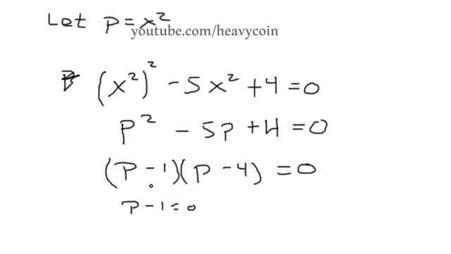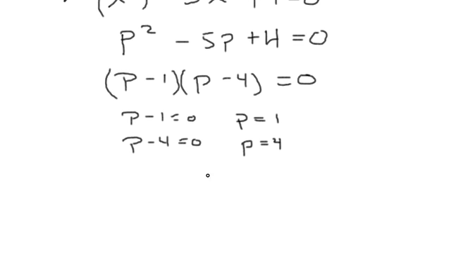So we go p minus 1, you set this factor equal to 0. Therefore p is equal to 1. And then we set this factor equal to 0, and p is equal to 4 after solving for p. So 1 and 4 are going to be our solutions to this. Now remember, p is equal to x squared. So we've got to go back.